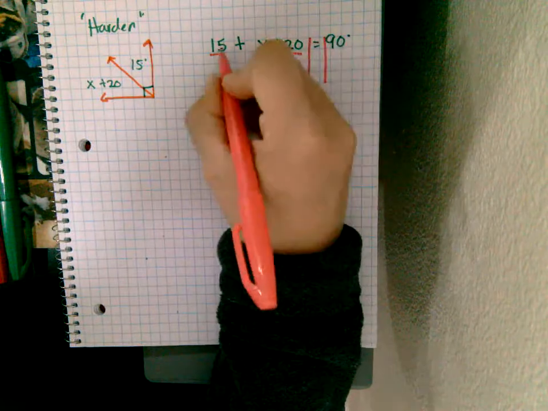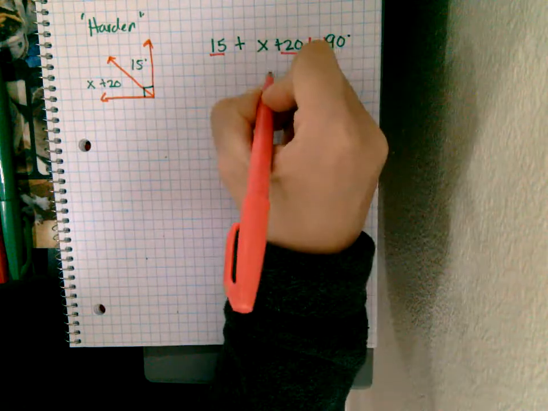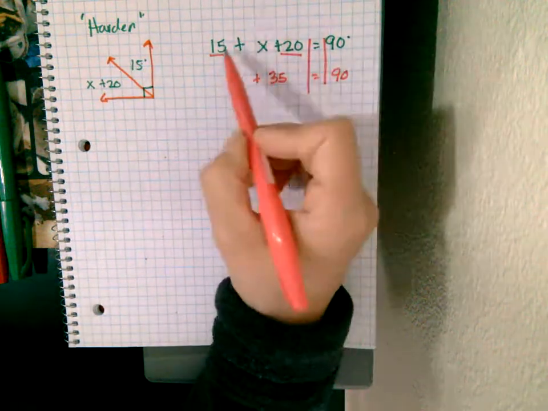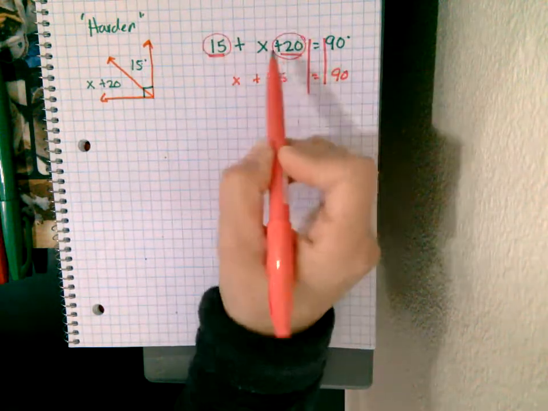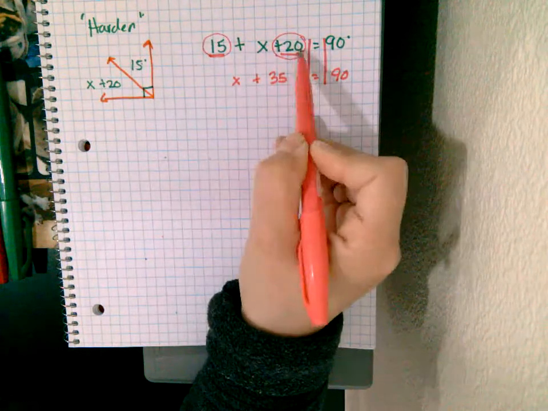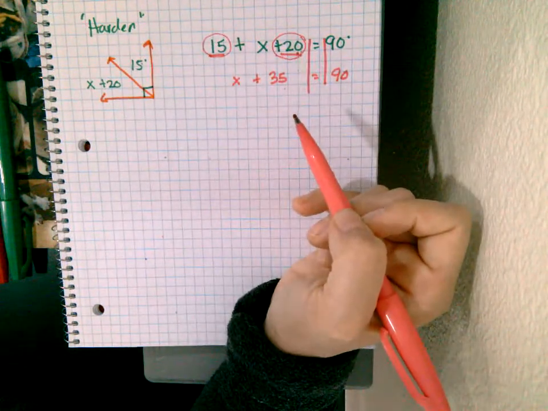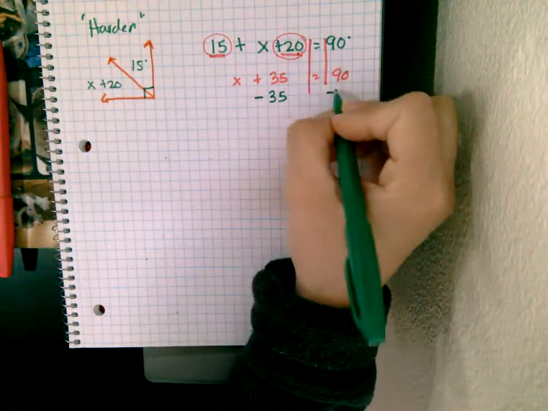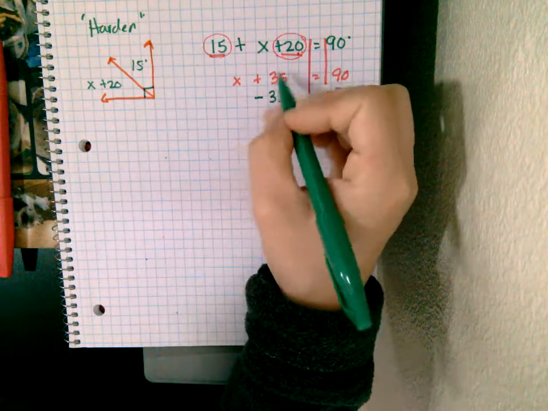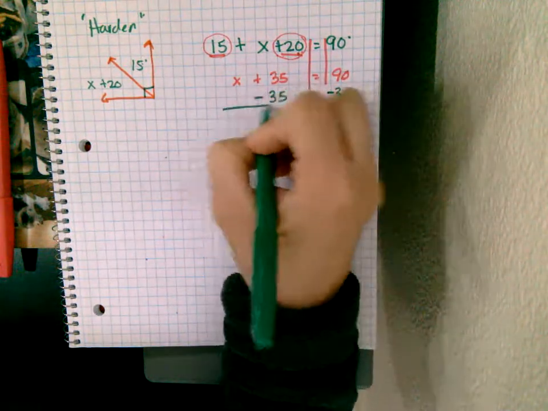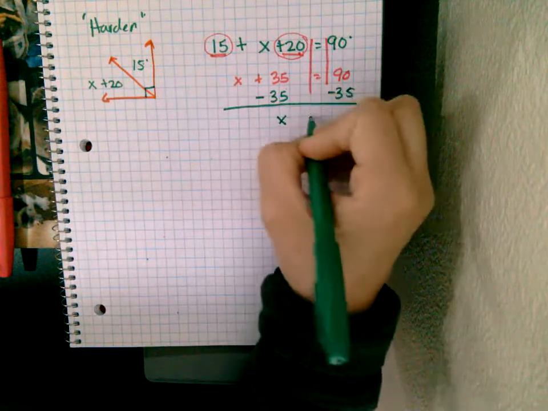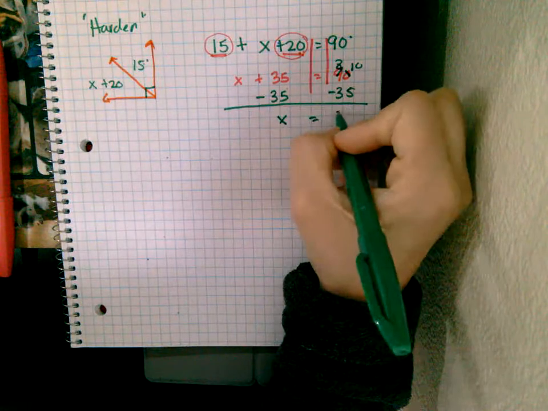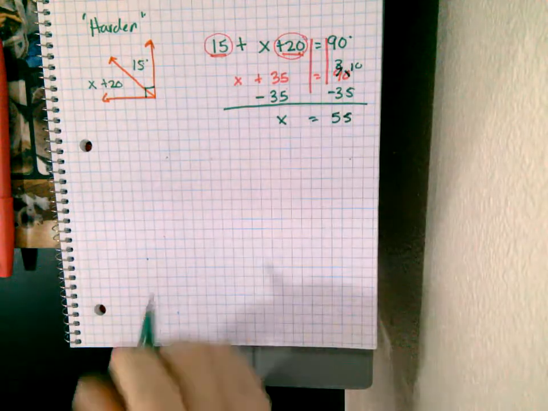So we have 15 plus 20 is 35, right? Plus x equals 90, right? You could put these two numbers together. And since it says plus 20, 15 plus 20 is 35. That's one way of doing it, okay? Now that we have a single number, we're going to do minus 35. So we have x equals 55 degrees, okay?